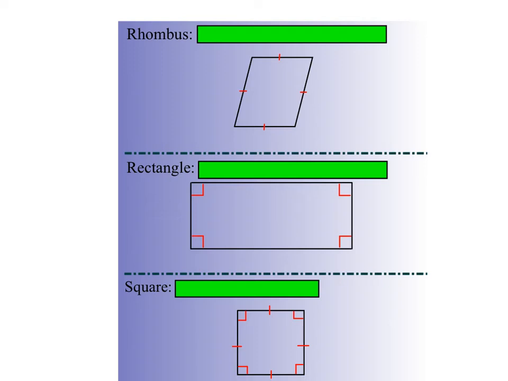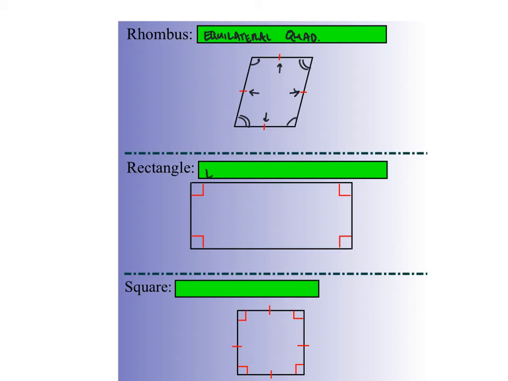A rhombus is an equilateral quadrilateral. I'm just going to shorten that, but an equilateral quadrilateral. So look at that. 1, 2, 3, 4 congruent side lengths. However, we don't know that the measure of all four angles are the same. So we can just say it's an equilateral quadrilateral, not an equiangular quadrilateral.